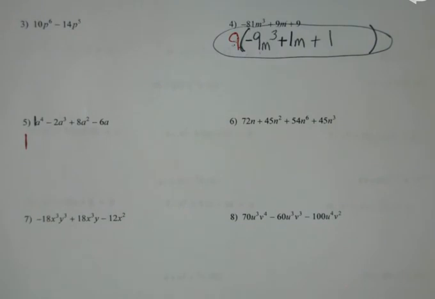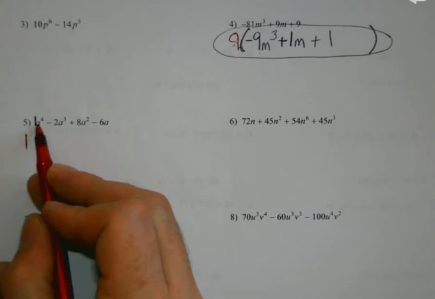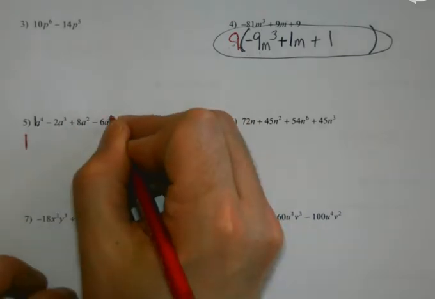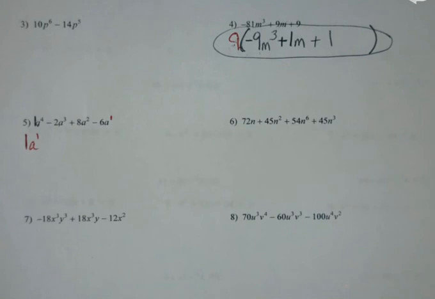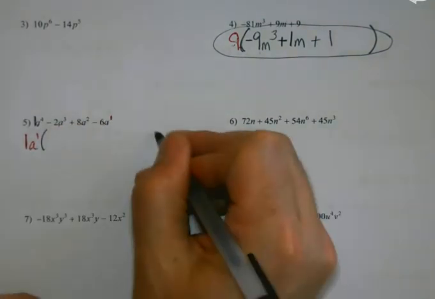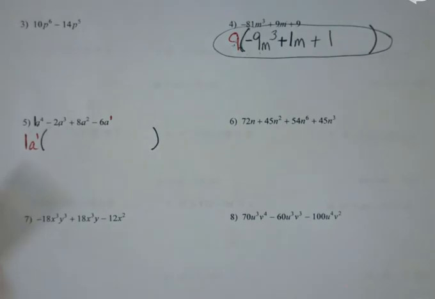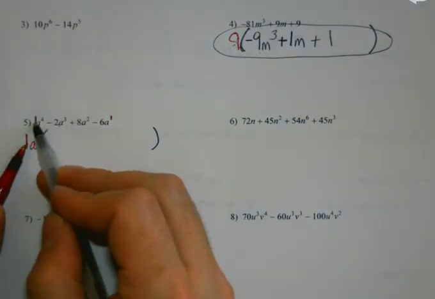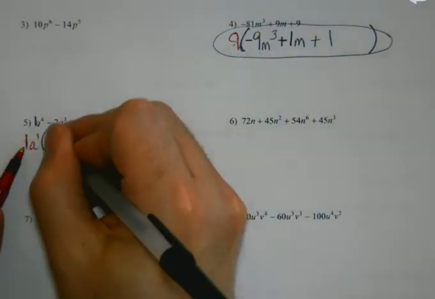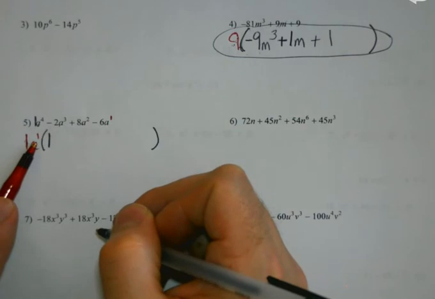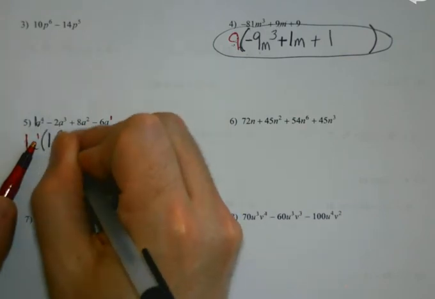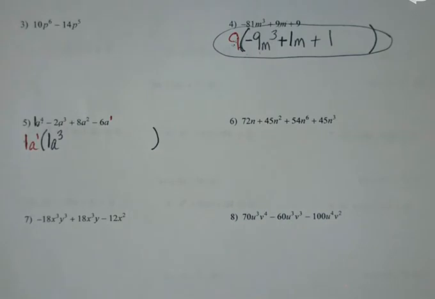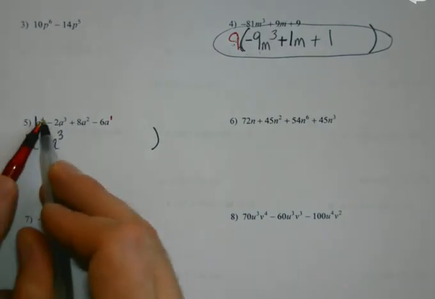Do all of my terms have a's? Yep, they all have a's. I take the one that has the smallest exponent. So 1a to the first. Get my parentheses set up. Yep, and I go 1 times what gets me to 1? Oh, that's 1. If I have 1a, and I need to be up to 4, I need 3 more. Because 1 times 1 is 1, 1 plus 3 is 4.